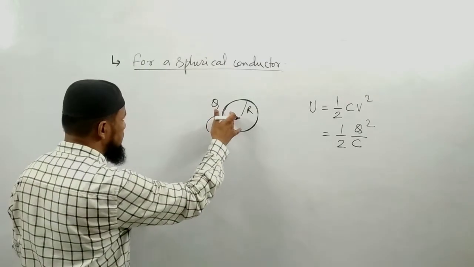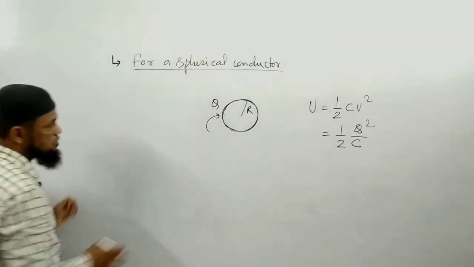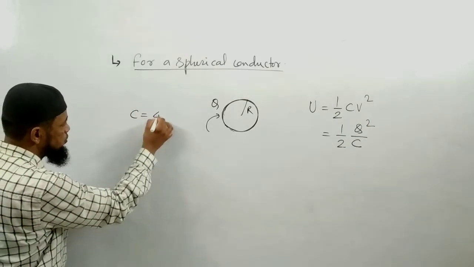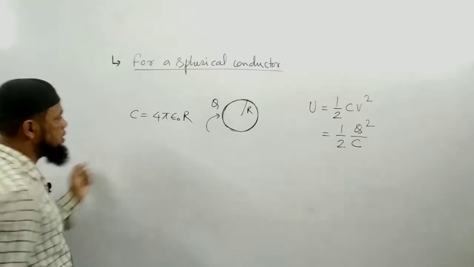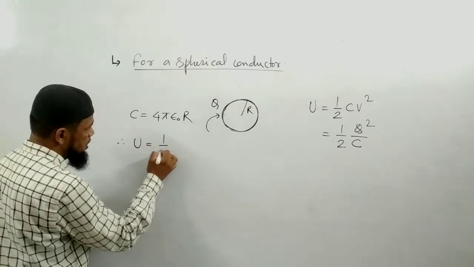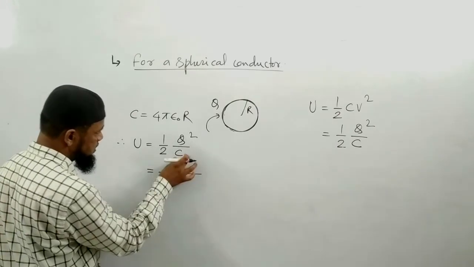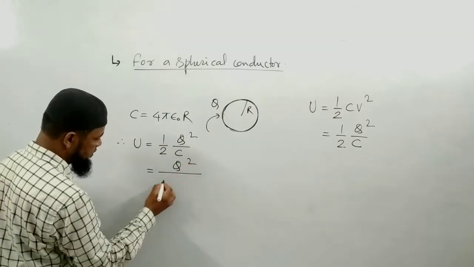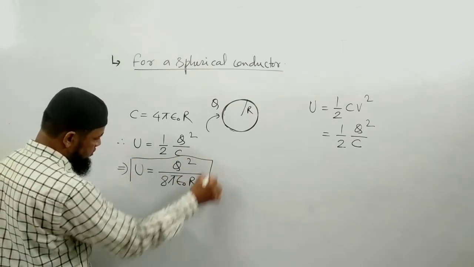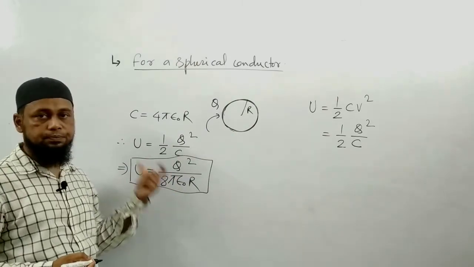So in this particular spherical conductor, a charge q is given. Then how much energy will get associated with this particular spherical conductor? So its capacitance is how much? We have done earlier, 4 pi epsilon naught r. This is the capacitance of a spherical conductor. So therefore energy will become how much? Half q square by C, where C is equal to 4 pi epsilon naught r. So this will become q square divided by 8 pi epsilon naught r. This is the energy that will be stored in a spherical conductor having radius r and a charge q.